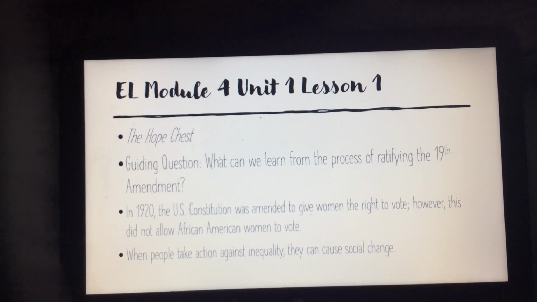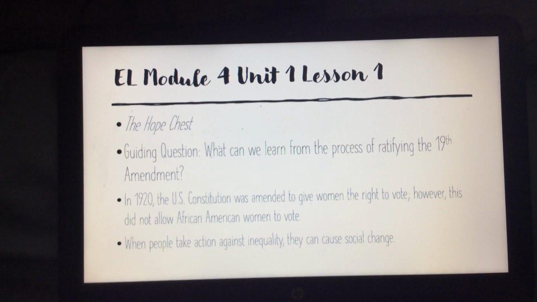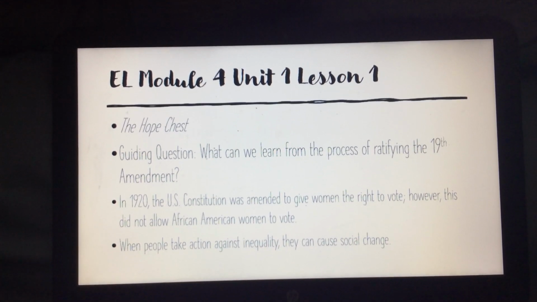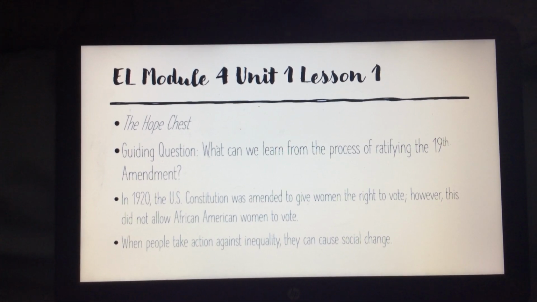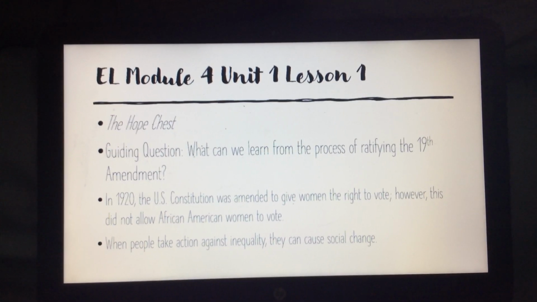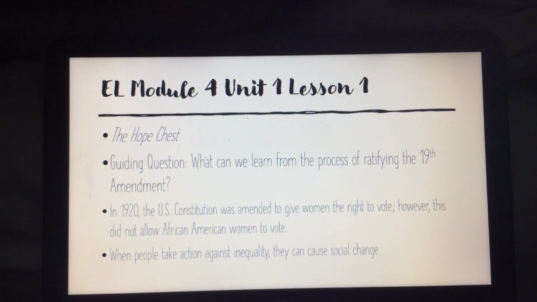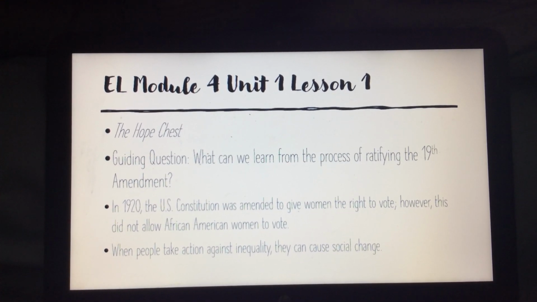Okay, we're going to move on into our EL. We are actually moving into our 4th and final module of the year, and this one we're going to do a chapter book, and it is entitled The Hope Chest. And these are the guided questions or question that we will be working on throughout this module here. What can we learn from the process of ratifying the 19th Amendment?